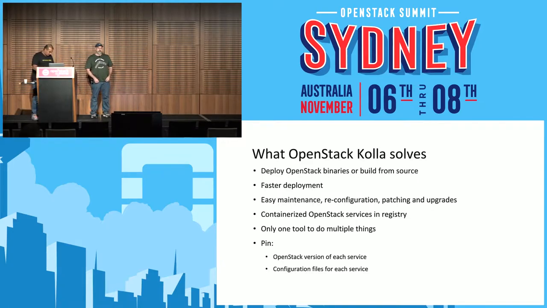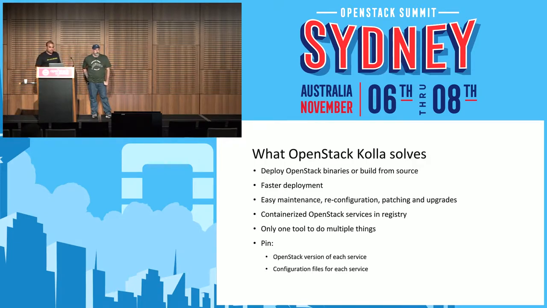What OpenStack Kolla solves is it allows the user to deploy both binary and build from source. I haven't seen many installers that do that. The user can install OpenStack using yum or apt, using binaries, or pull a tar.gz file and build OpenStack from source. It's very fast to deploy. Using containers, I was able to deploy on 5 nodes in 9 minutes. That's the fastest I've seen. I've used a couple of installers, and Kolla was really fast as far as deployment time is concerned.